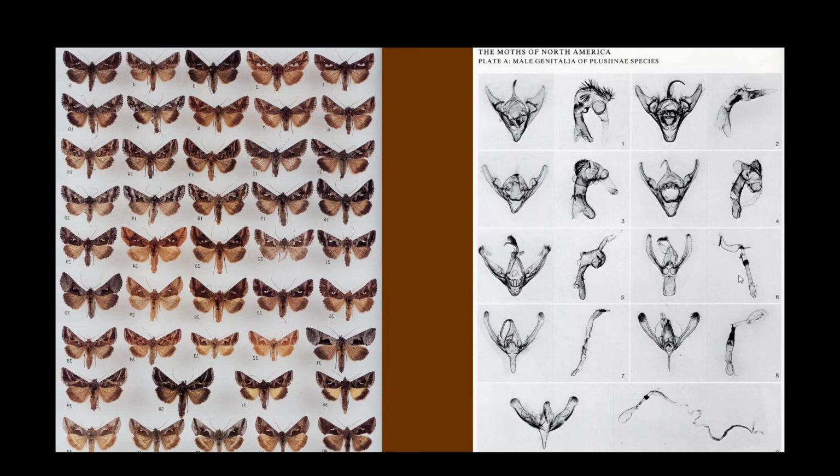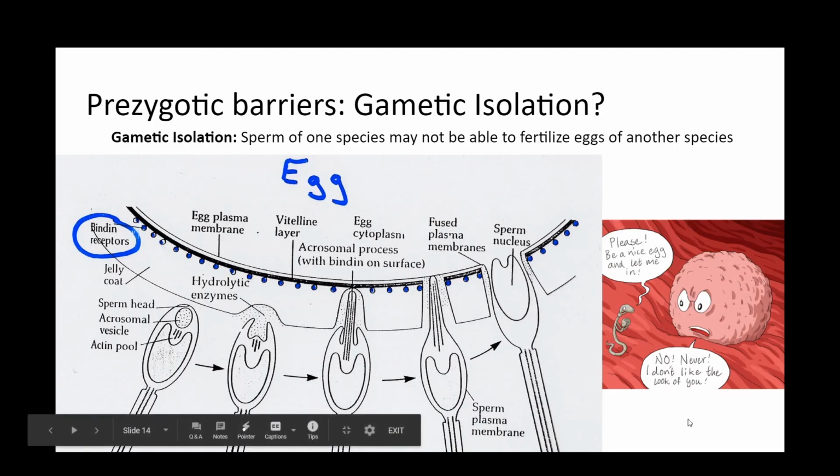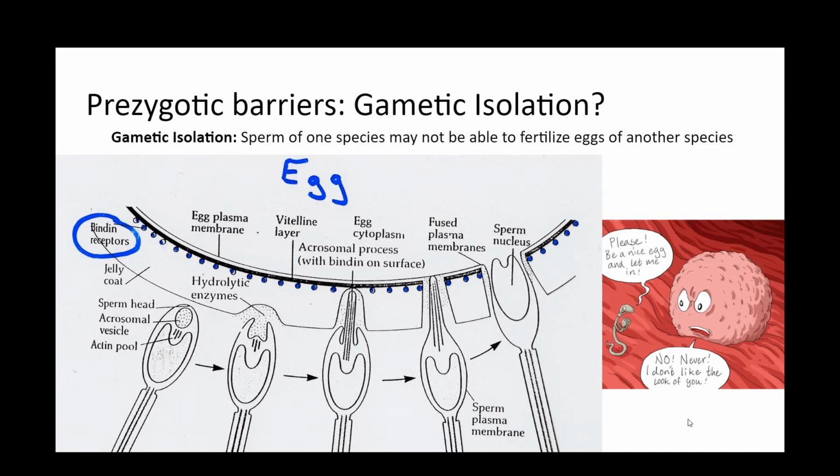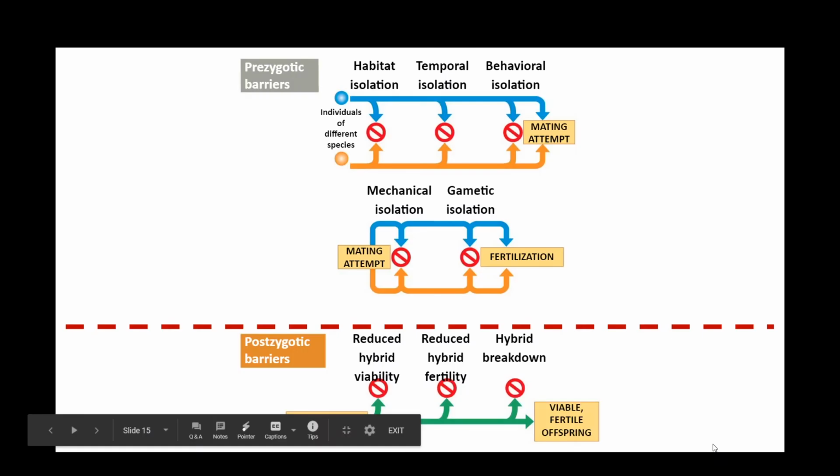These morphological differences determine whether or not two organisms can interbreed. The last type of prezygotic barrier is gametic isolation. This isolation occurs at the gametic level. So sperm gets transferred. However, the egg cannot be fertilized because the sperm don't have matching receptors on the egg. Okay, so those are our prezygotic barriers.